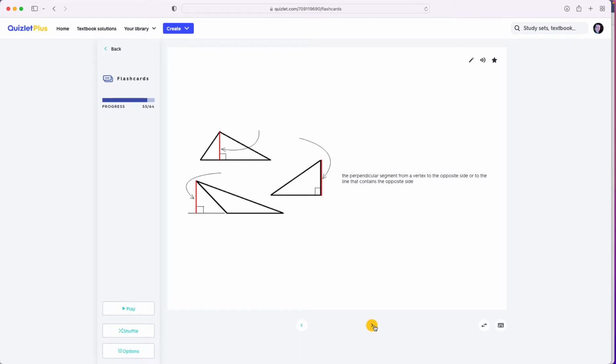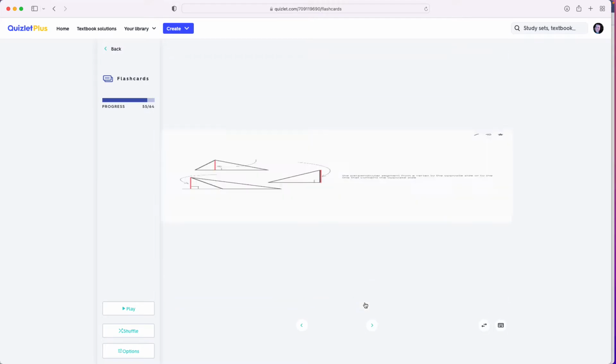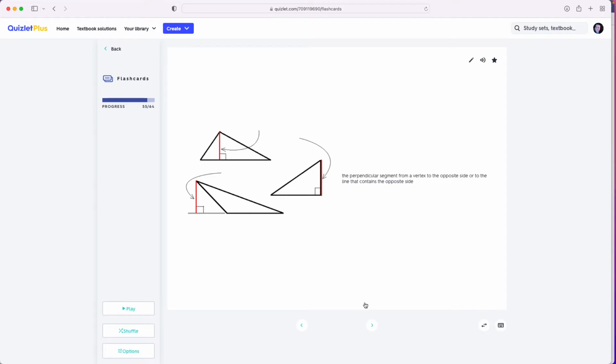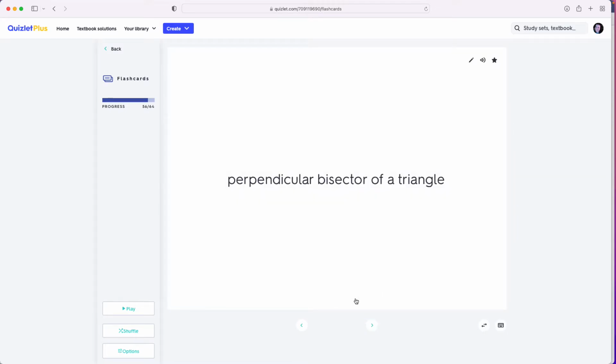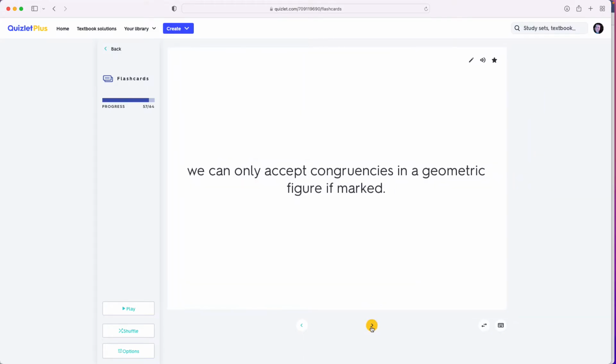The perpendicular segment from a vertex to the opposite side, or the side that contains the opposite side, is the altitude of a triangle, also called the height of a triangle, and that's what we use to calculate area when we multiply it times the base. A length that is perpendicular to a segment at its midpoint. So you have a base or a leg, a side, and from the midpoint of that side to the vertex of the angle opposite it, that is called the perpendicular bisector of a triangle. And you can have 3 per triangle because you have 3 sides and 3 angles opposite those sides.